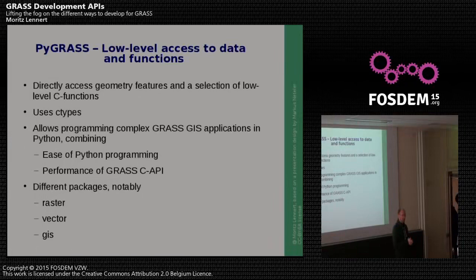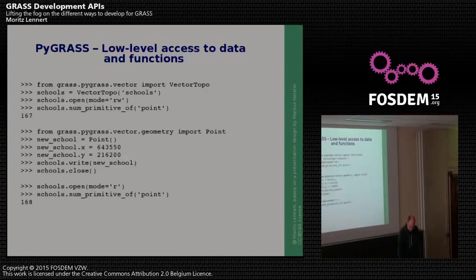The second layer of the PyGrass library allows much lower level access to the GRASS functions and GRASS data. It uses C types to access the GRASS C API, and it combines the ease of Python programming with the performance of the GRASS C API. So you can really get the great performance that Marcus was just speaking about through Python accessing the actual C libraries there. There are different packages, but notably raster, vector, and general GIS handling and more generic tasks.